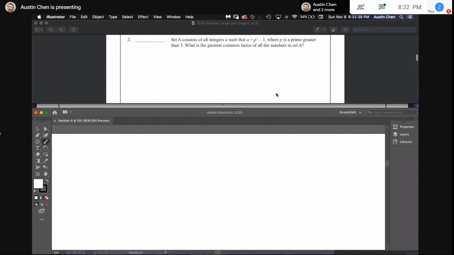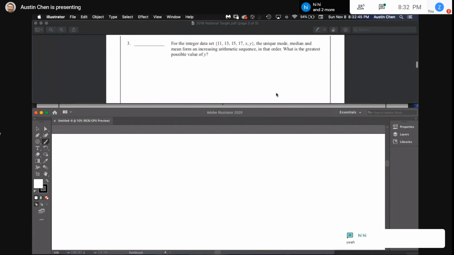All right. So yeah, we did this one, right? And I don't think we've done this one yet. So for the integer data set 11, 13, 15, 17, x, y, the unique mode, median, and mean form an increasing arithmetic sequence in that order. What is the greatest possible value of y?